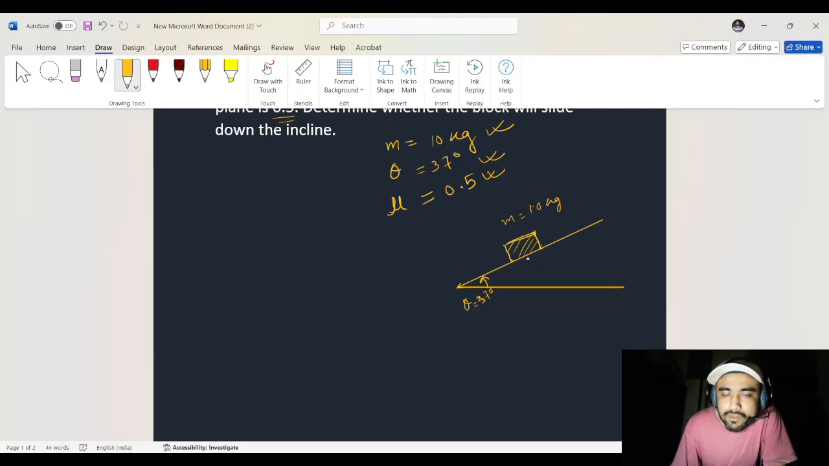Now just tell me. After I ask, you pause and try to answer, then you play and verify whether you have answered it correctly or not. Just tell me in which direction the weight of the block will be acting.